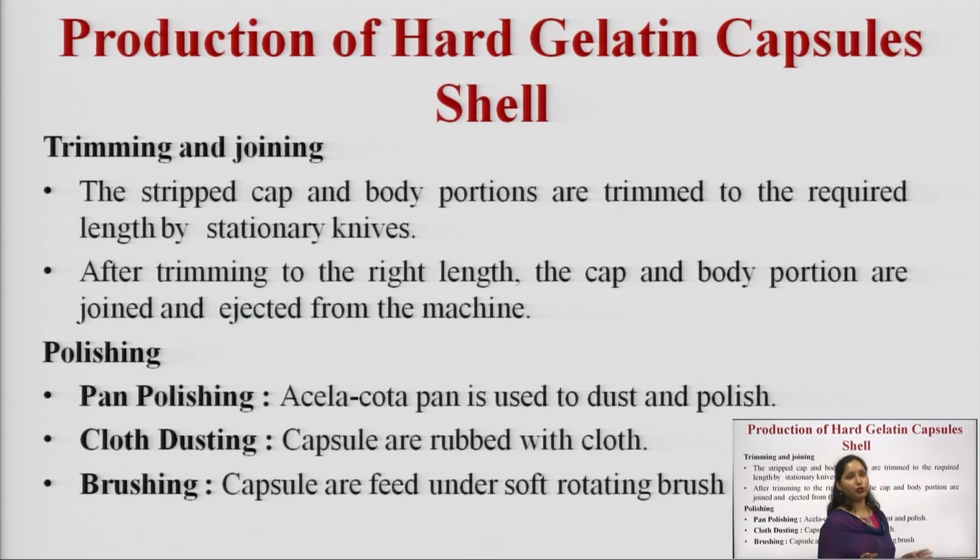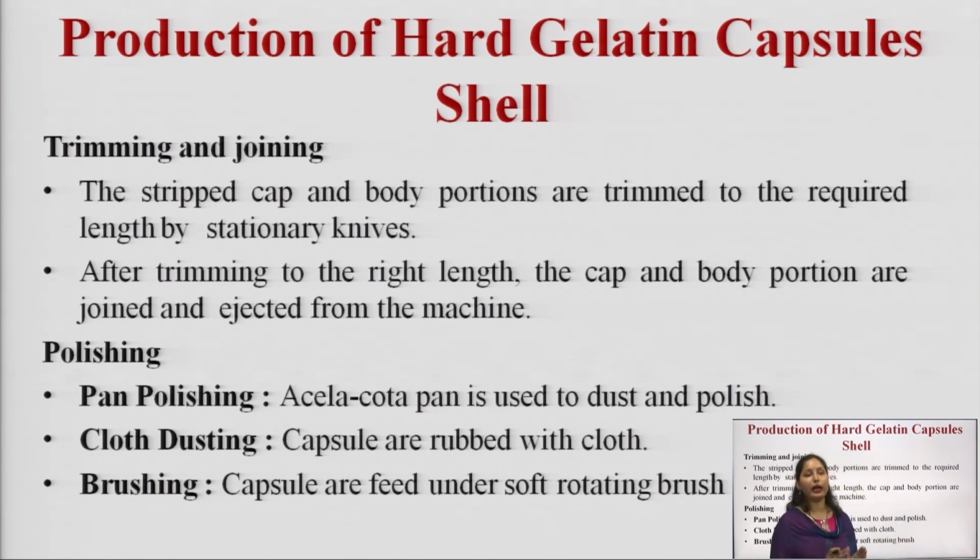Then trimming and joining. In trimming and joining, what we do? We cut the desired length of the cap and the body and we finally join them. The stripped cap and body portion are trimmed to the required length by stationary knives, and after trimming to the right length, the cap and body portions are joined and ejected from the machine. Then lastly, polishing. Polishing is done to produce the desired luster, and also if there is any foreign particle adhered onto the outer shell, then that should be removed.